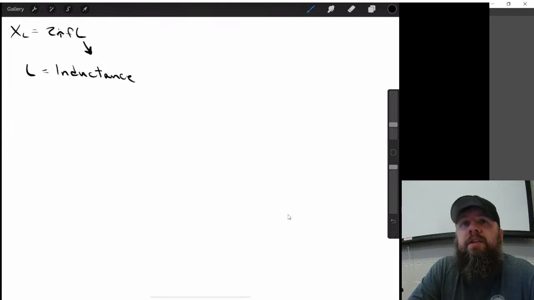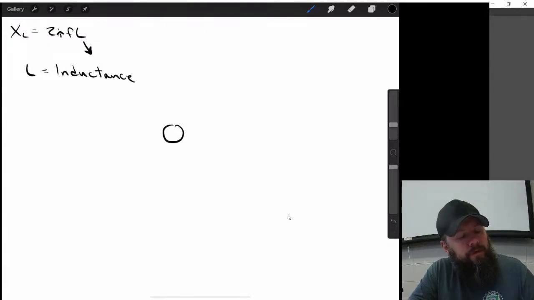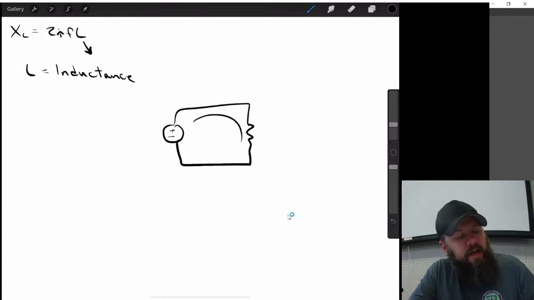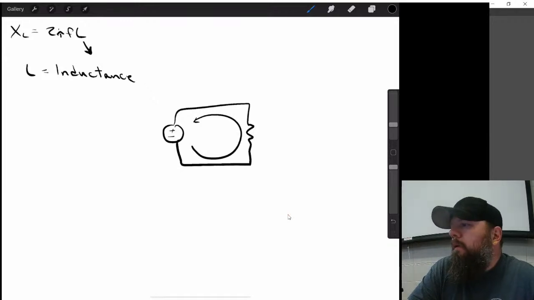So inductance is an inherent characteristic of any coil of wire that's going to have current going through it. Now, it might be negligible depending on how many turns you have, but if you've got current, you've got a power source and you're going out and doing something, we've at least got one coil, don't we? One loop. So we've always got some inductance.